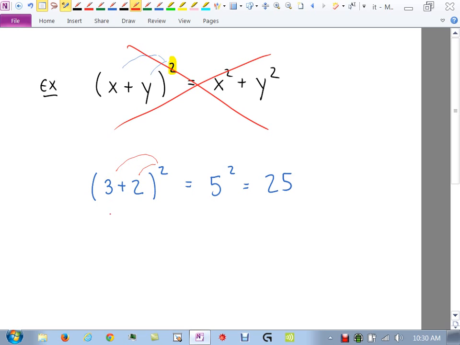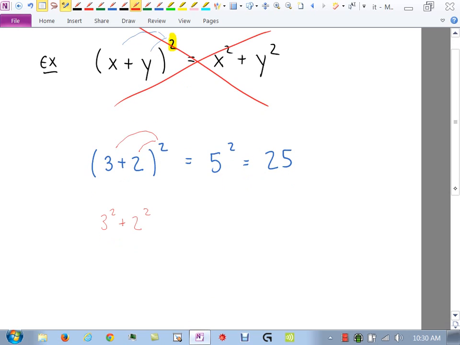What's 3 squared? So 3 squared plus 2 squared. Do you see how that's me doing the square on the 3 and then the square on the 2? 3 squared is 9. Plus, what's 2 squared? 4. What's 9 plus 4? 13. 13 is not 25, right? So which is the right one? What's order of operations? Parentheses first. You always do what's in parentheses first. So this is a 5, then squared. It is 25. This property does not work.